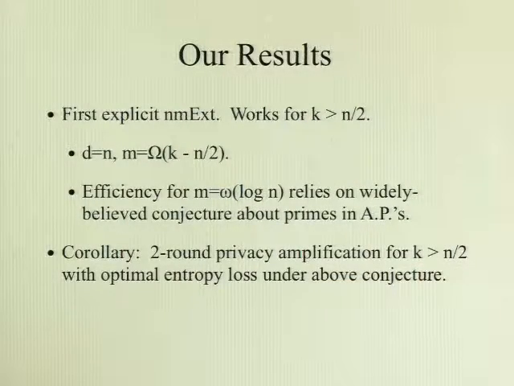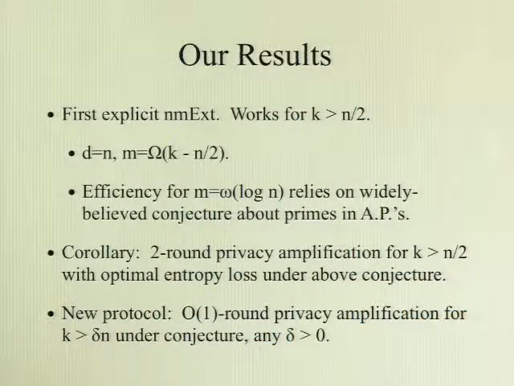So as a corollary, we get a two-round privacy amplification protocol, if we assume this conjecture. This is a direct corollary of the result of Dodis and Wichs. Using this non-malleable extractor, even though it only works for entropy greater than n over 2, we managed to get a new protocol that runs in a constant number of rounds, and we also get optimal entropy loss.